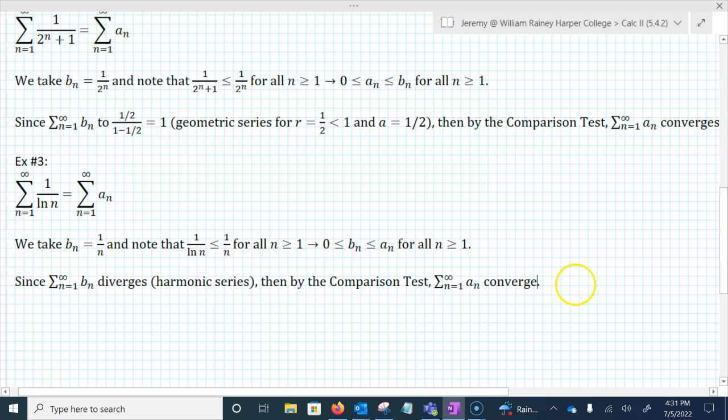And let me correct that. All right, let's go on to the limit comparison test, which is slightly different than the comparison test.